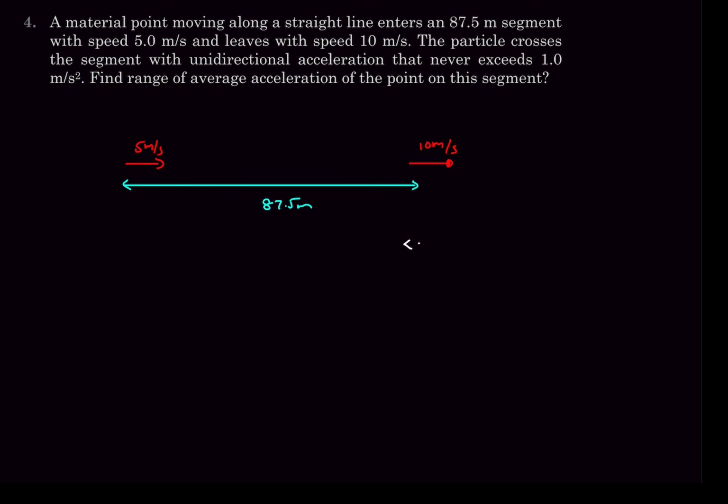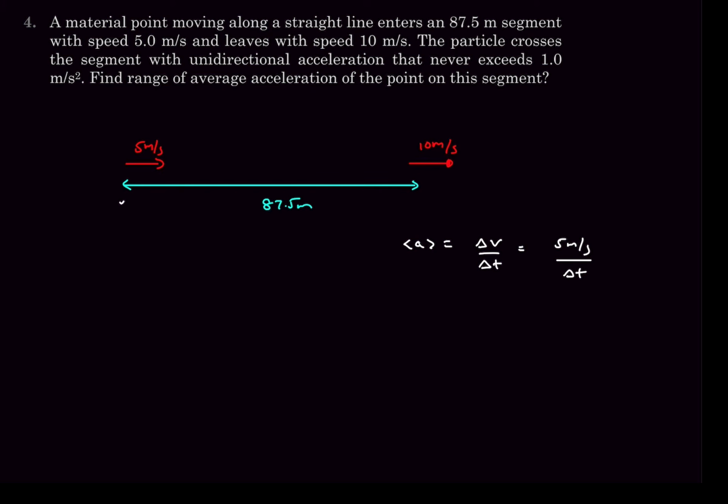So first of all, the average acceleration is defined as the change in velocity divided by the time interval in which we are observing the change. Here the change in velocity by constraint is equal to 10 minus 5, which is 5 meter per second, divided by the delta t time. If you observe, the numerator is fixed. So we have to focus on the denominator.